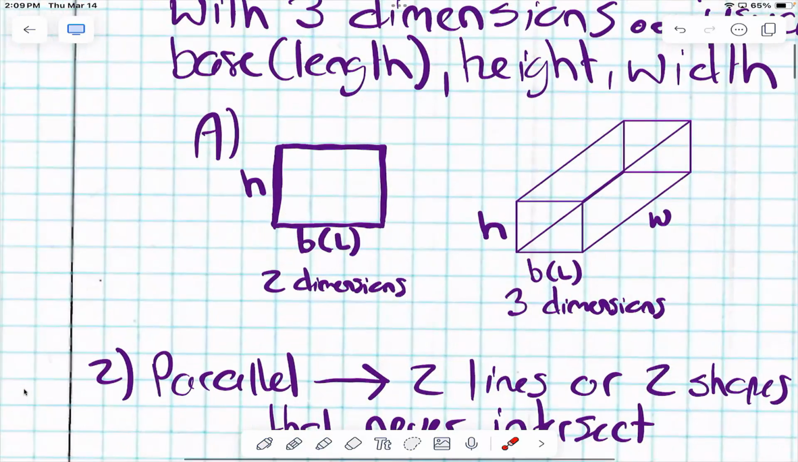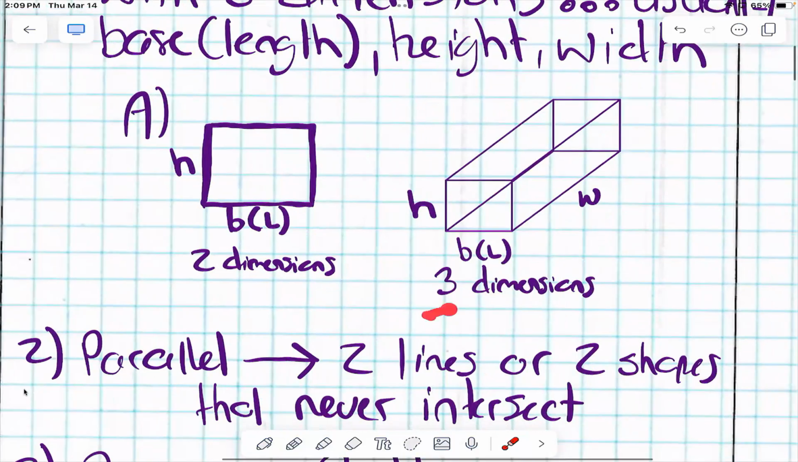3-dimension. What are the 2 dimensions of a 2-dimensional shape? Base or length, right? And the height, yes. What are the 3 dimensions of a 3-dimensional shape?